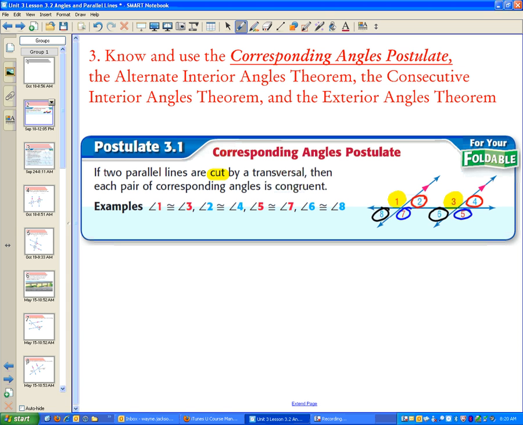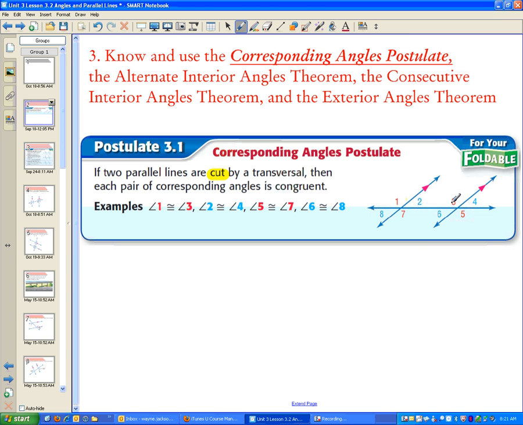Is any of this true if those two lines are not parallel? None of it. Okay? The lines must be parallel, then we conclude that corresponding angles are congruent. Okay? If the lines are not parallel, then none of those pairs of angles will be congruent. Okay? Well, look, that's kind of handy, isn't it?